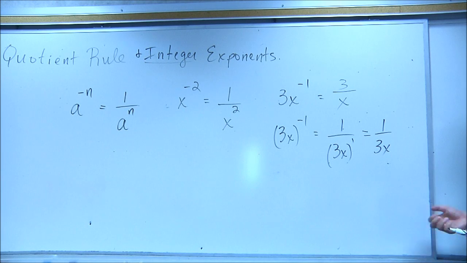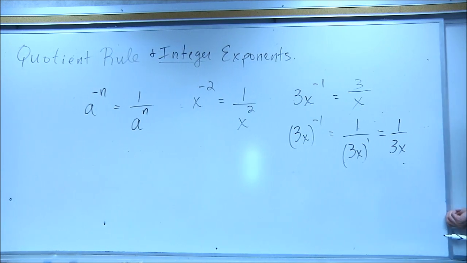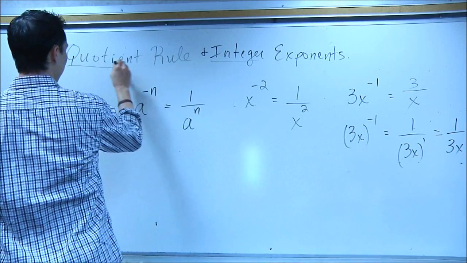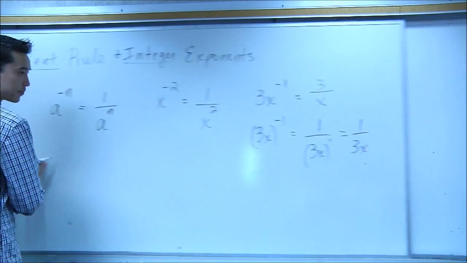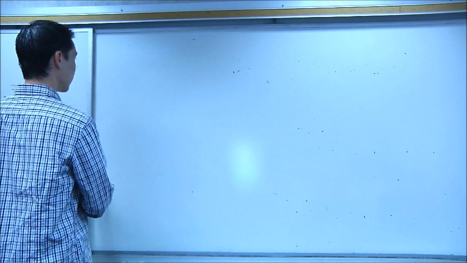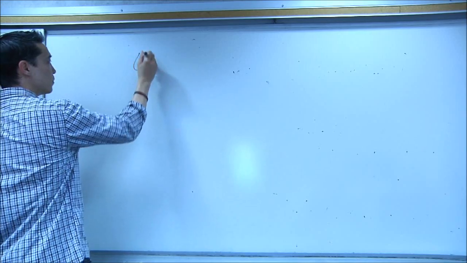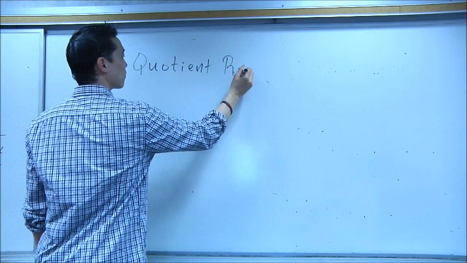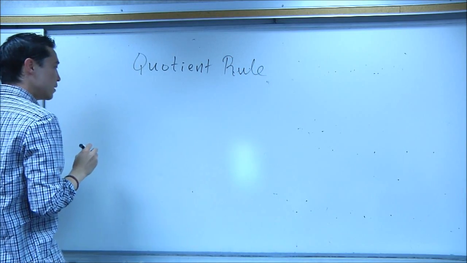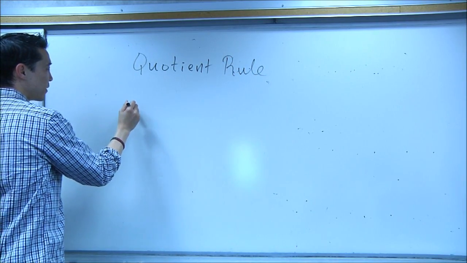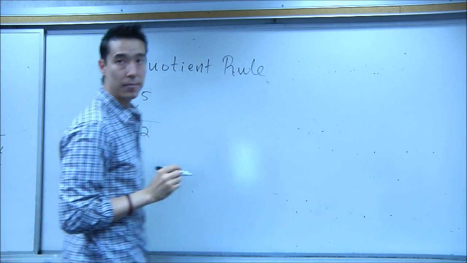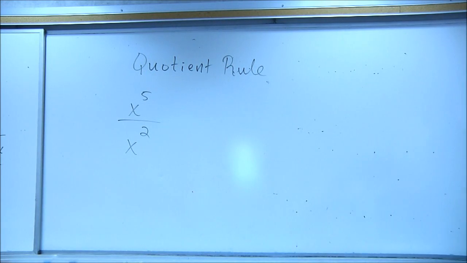All right, so where does this integer exponent, negative exponent thing come from? It basically comes from, these guys work in tandem, the quotient rule, okay? So let's take a look at what the quotient rule says. And then we can do several examples. Quotient rule. Let's say I have x to the 5th power divided by x to the 2nd power, okay? Now, before I put the rule on the board, what I want you guys to do is just see if you can simplify that yourself.